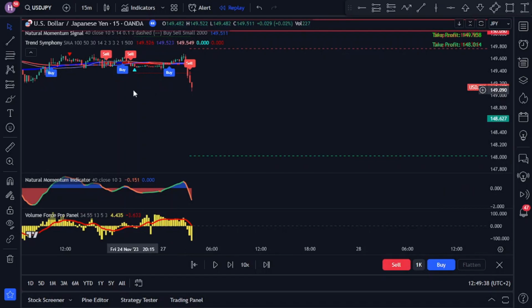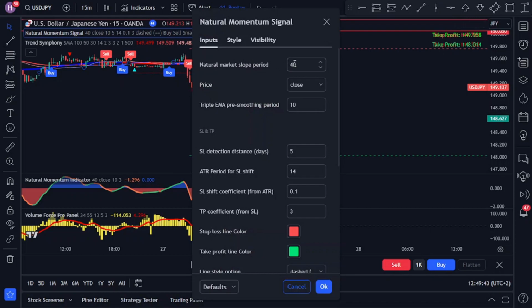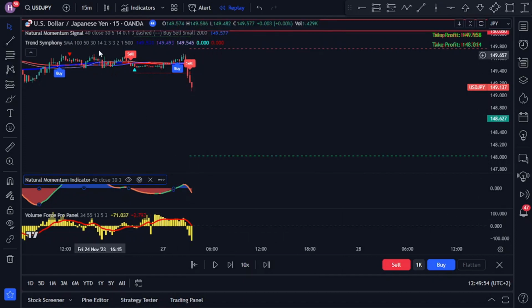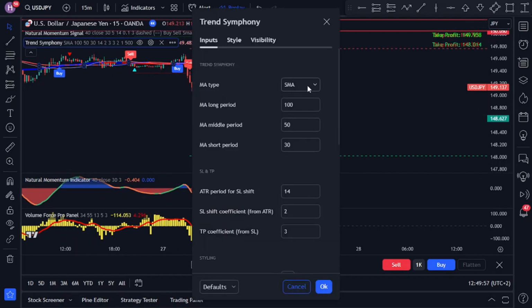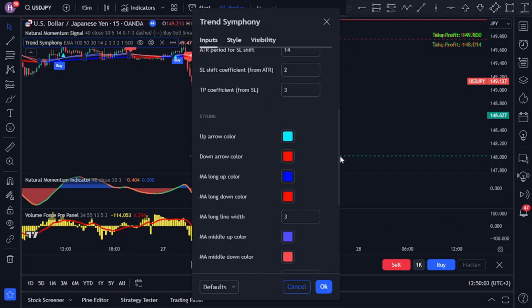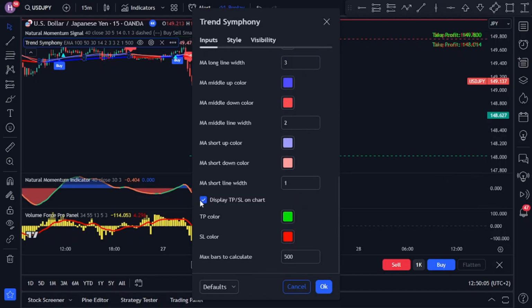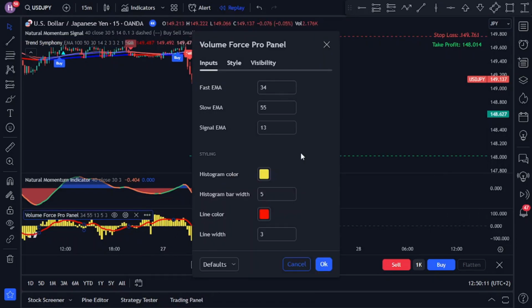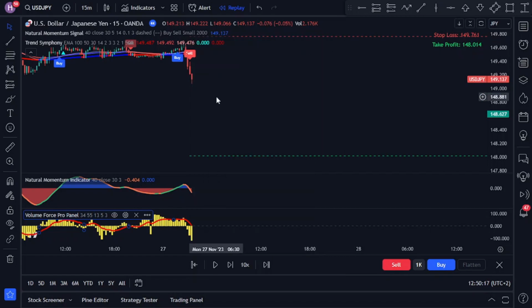Firstly, we are going to make a couple of changes to the indicator for our strategy. For the natural momentum indicator, we are going to change the triple moving average filter from 10 to 30 for both of the components of the indicator. Then, under the inputs for the Trend Symphony, we are going to change the type of moving average from SMA to EMA. After that, scroll down and also unselect the following option. Lastly, for the Volume Force Pro panel, we are going to leave everything on default.